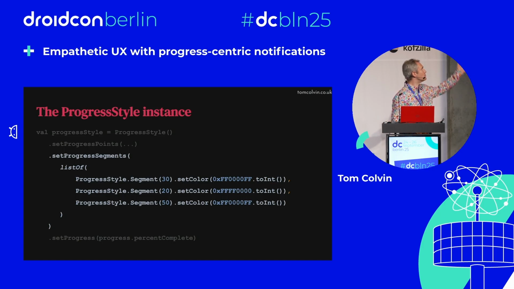And the way we do that is within this progress style instance, we set the progress segments and their colors here. Now, by the way, the constructor here takes the length of the progress segment, not where it is. The length of the progress segment. So that first one is 30 percentage points wide, the second one is 20, and the last one is 50. And we set the colors for them. Now the user is expecting something to go a little bit wrong, expecting something difficult, so they are going to be less anxious when it comes to the actual delay.